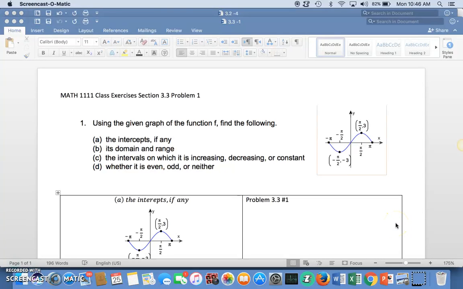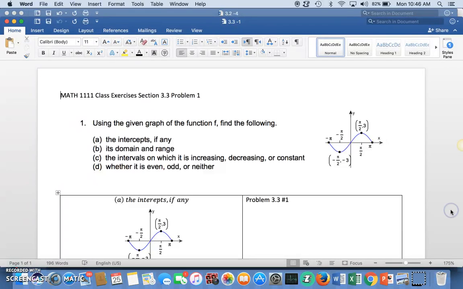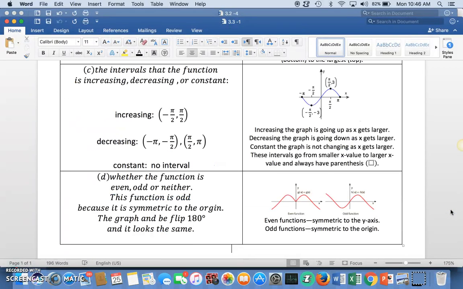Okay. This section is an extension of what we did in the last section. You're still looking for intercepts, domain, and range, but then we are also including increasing, decreasing, constant functions, and whether it's even, odd, or neither. First of all, intercepts are where it crosses the x or y axis, and we've talked about that previously, so this should be sort of a repeat of that.